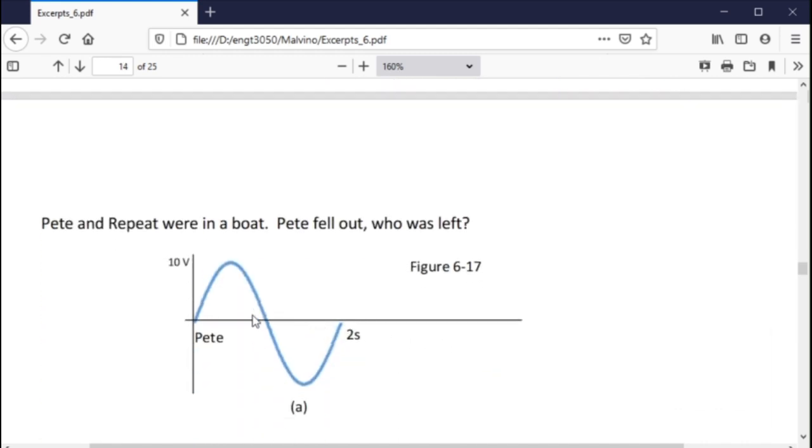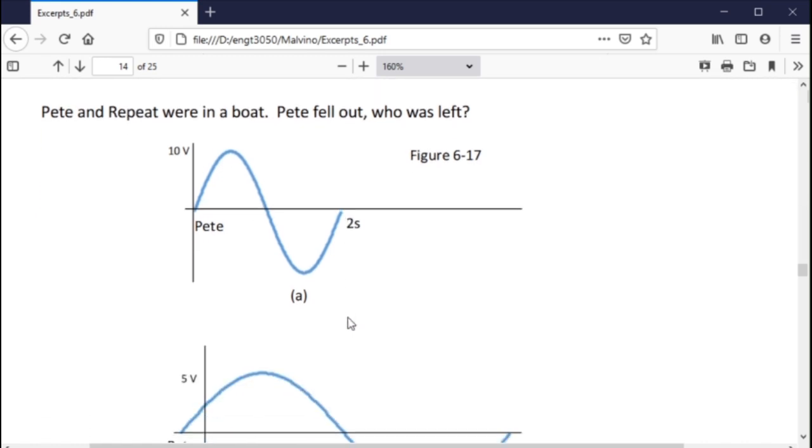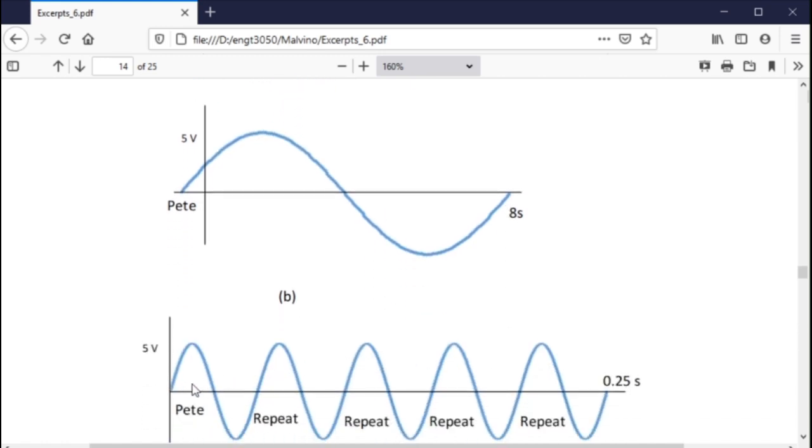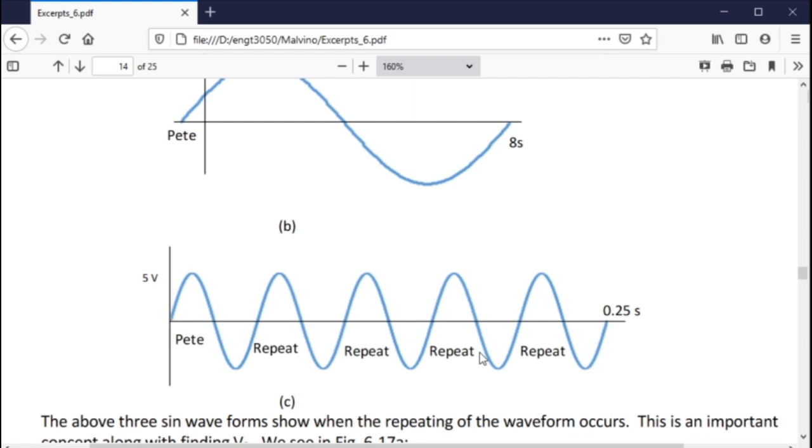So here we have it. Pete and repeat were in a boat. Pete fell out. Who was left? Here's Pete, and here he is again. Here's Pete, and here's repeat, and here's repeat. So basically, this is a higher frequency signal than this one right up here.